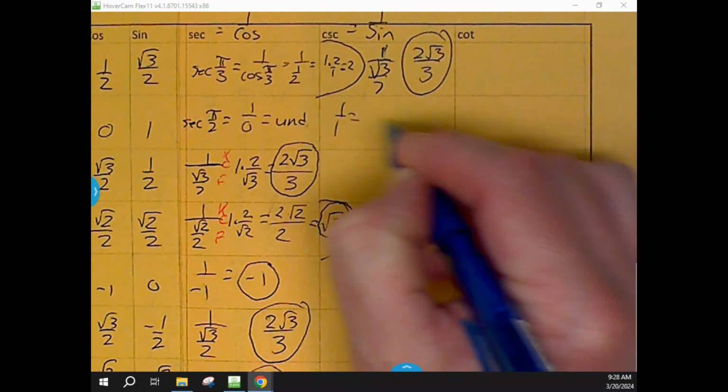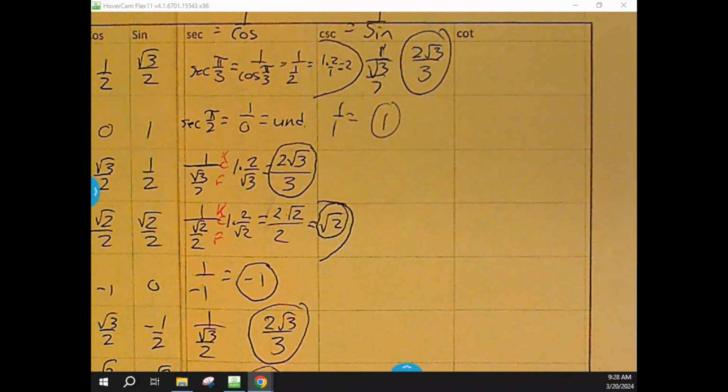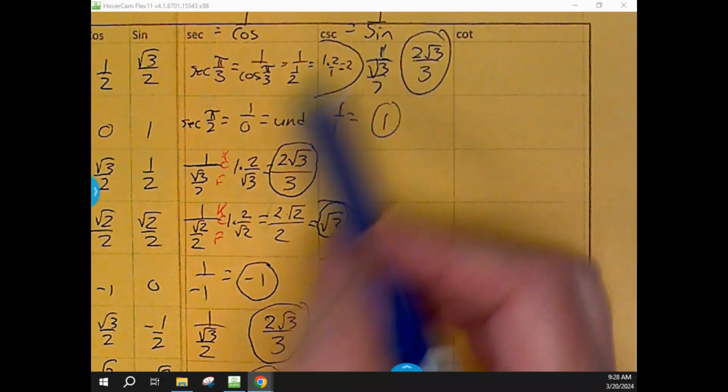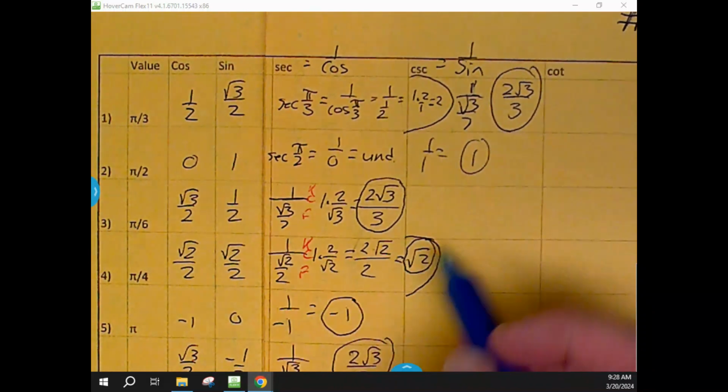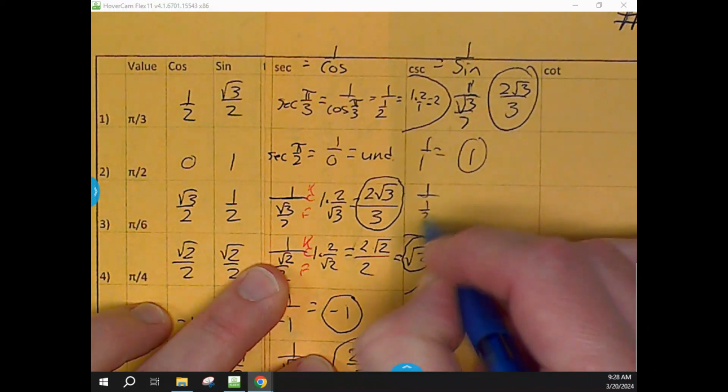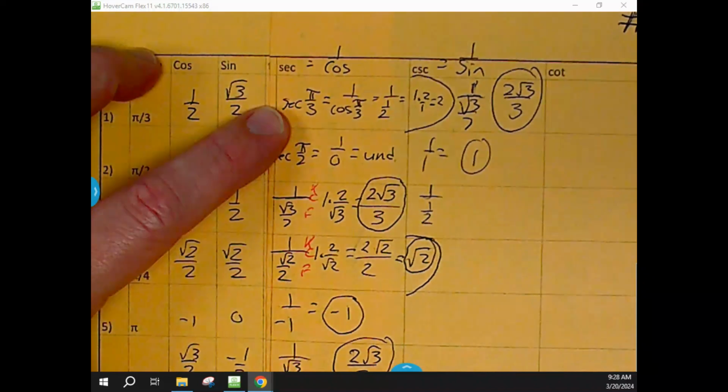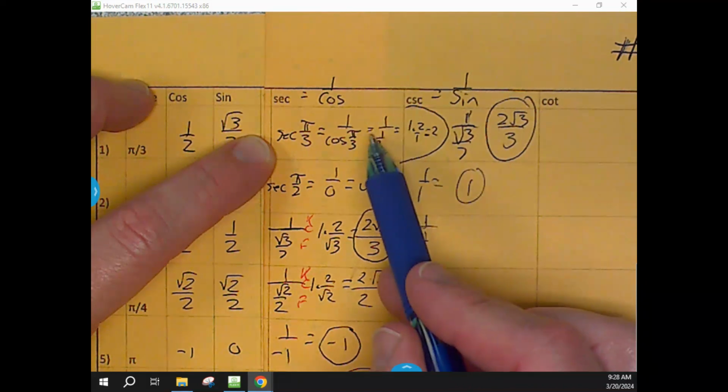So that's just 1. Boom. There we go. For cosecant of pi over 6, there needs to be 1 over the sine value of pi over 6. That's 1 over half. And we did that one. Where was that one? Oh, that was up here. That was the very first one we did up here. That's 1 over half. We know that answer is going to be 2.